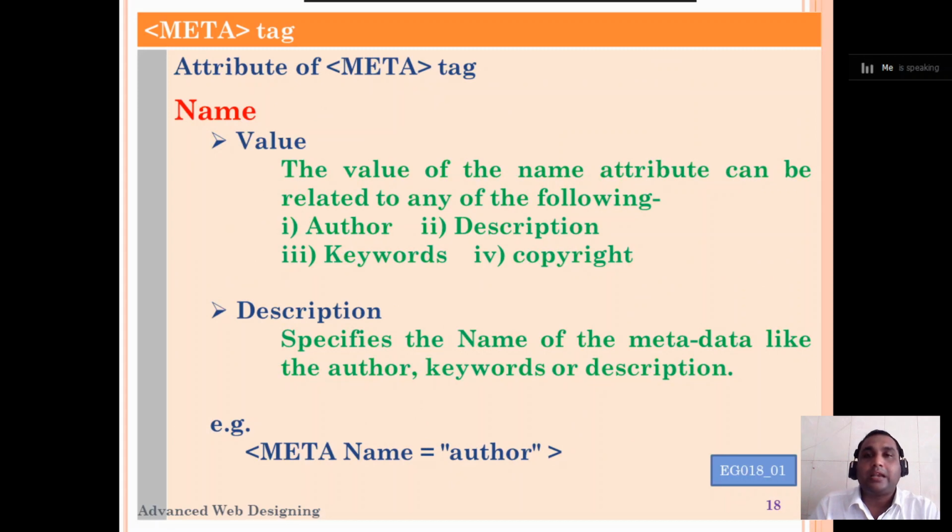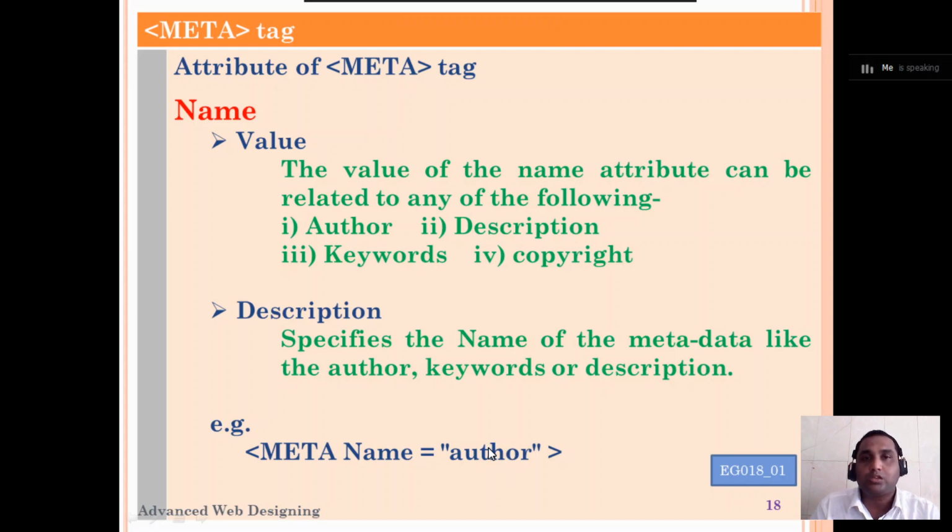Now, let us understand the different attributes of meta tag. Name. Name is the first attribute. The value of the name attribute can be related to any of the following: author, description, keyword, copyright. You see an example. Meta name equals author. That means who has created this website.